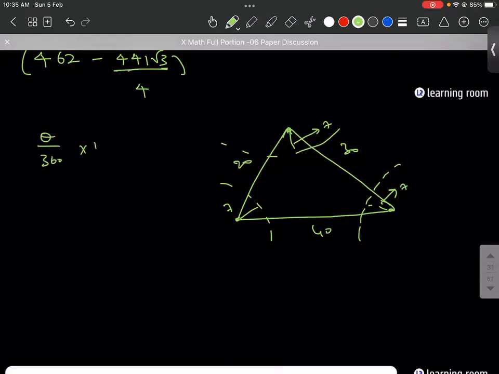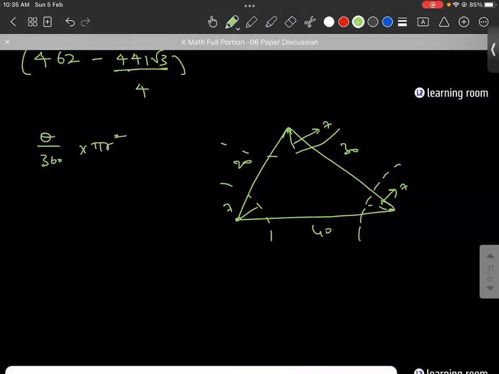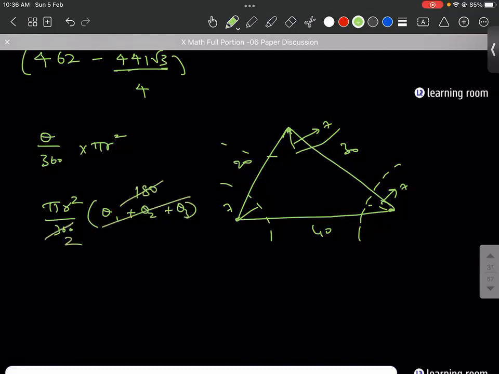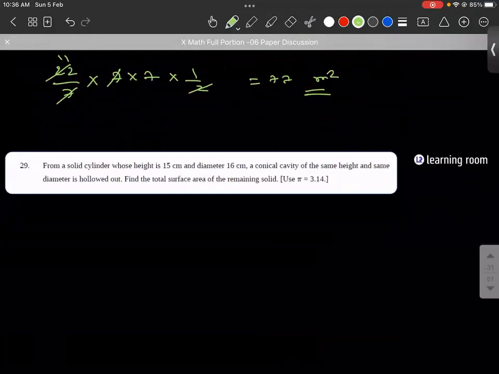So theta will be angle A plus angle B plus angle C, which is 180 degrees. You take pi r square by 360 because they're asking the sum. You will get theta 1 plus theta 2 plus theta 3, which is going to be 180. So this will go 2 times. 22 by 7 into 7 into 7 by 2, this and this we cancel. 11. Answer is correct, 77 meters square. Thank you, sir.